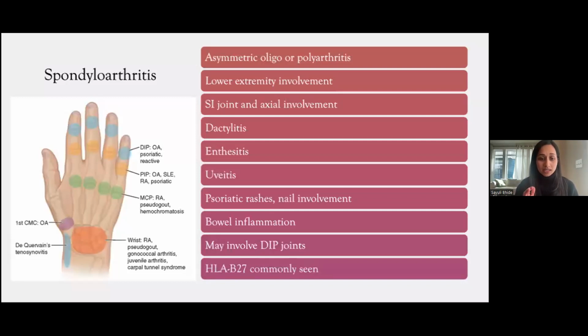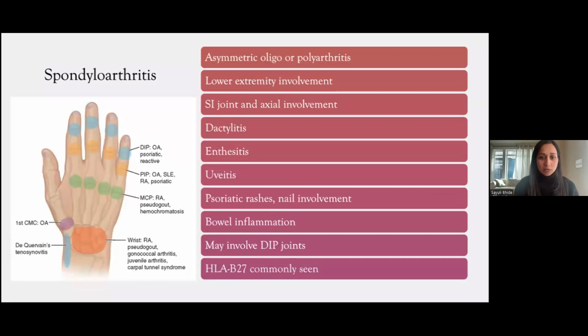The axial skeleton is involved classically in ankylosing spondylitis, but like I said, you can totally have a patient with psoriatic arthritis who is now developing axial involvement because there's so much crossover. Dactylitis and enthesitis, that's sausage digits and inflammation at tendon insertion sites, can happen often with spondyloarthritis. And then uveitis, which is inflammation of the uvea of the eye, is highly associated.